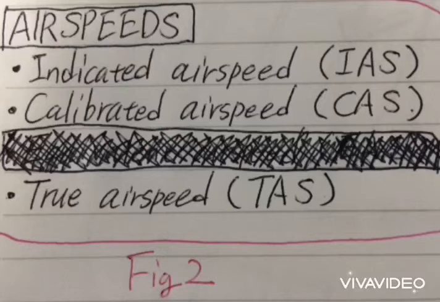There are several kinds of airspeeds: indicated airspeed, calibrated airspeed, equivalent airspeed, true airspeed. Indicated airspeed is the airspeed displayed on the airspeed indicator. After you correct the indicated airspeed for installation and instrument errors, you will know calibrated airspeed. True airspeed is the actual airspeed.